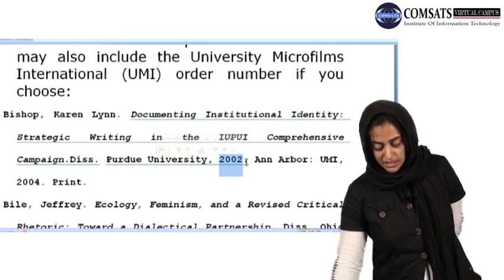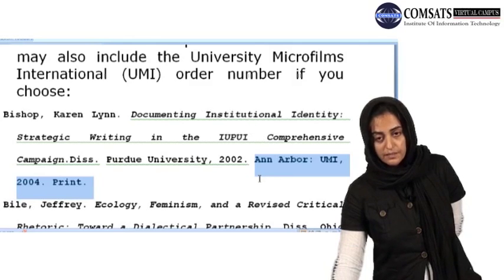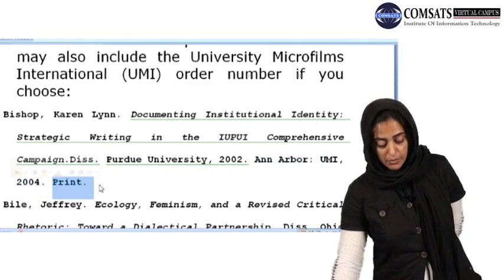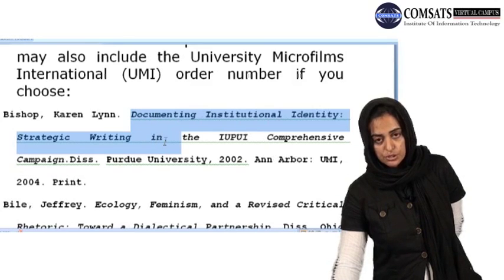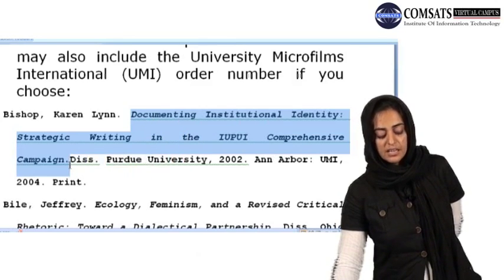But since this particular thesis was published, then the city of publication, the publisher's name, the year of publication, and the medium of publication are also added. Remember one thing, dear students, whenever you are picking up some information from some thesis which is published, you will be writing the title of the thesis in italics.